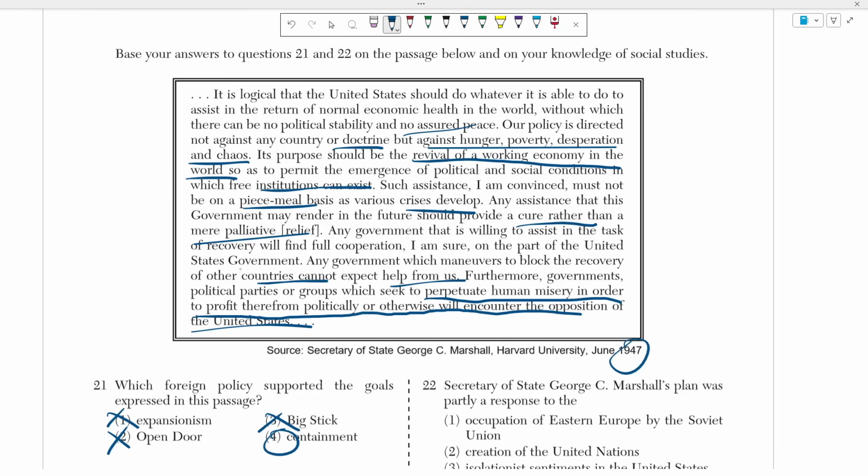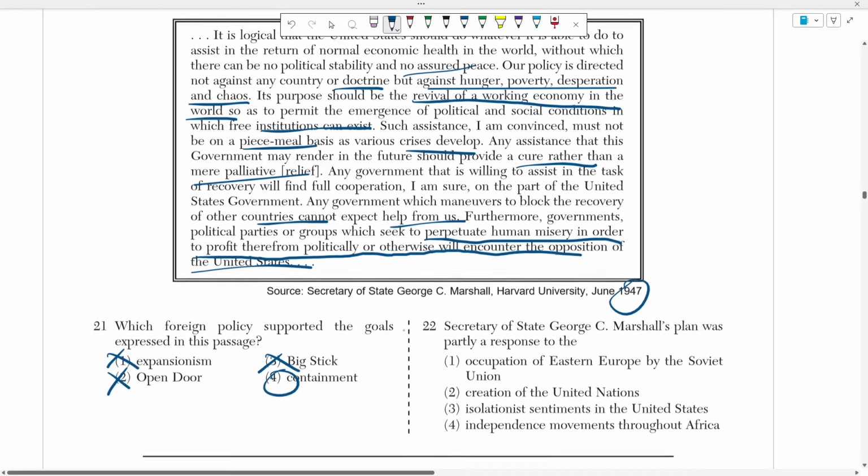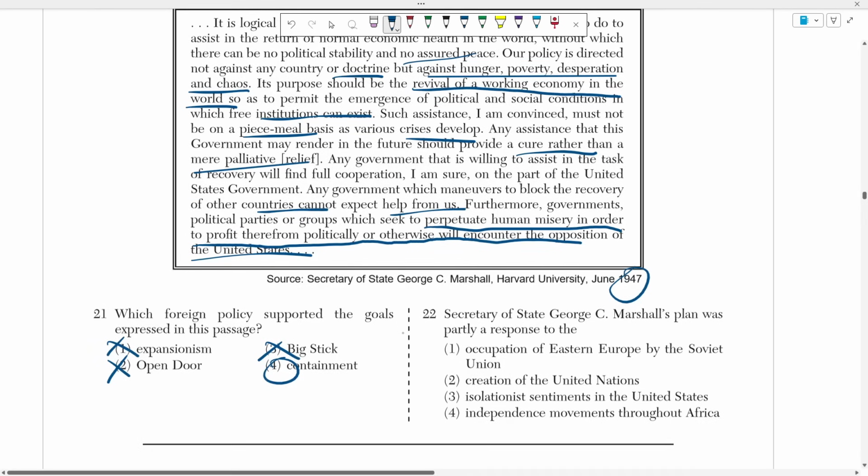Number 22, Secretary of State George C. Marshall's plan was partly a response to what? Well, the whole reason why we want to pour so much money into Europe is because of the occupation of Eastern Europe by the Soviet Union.